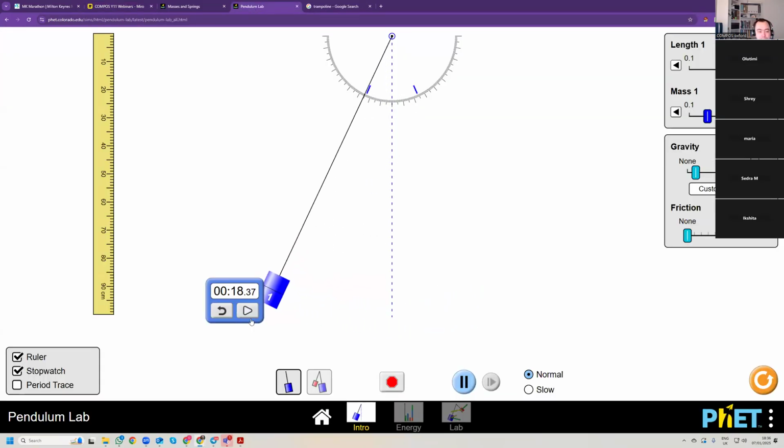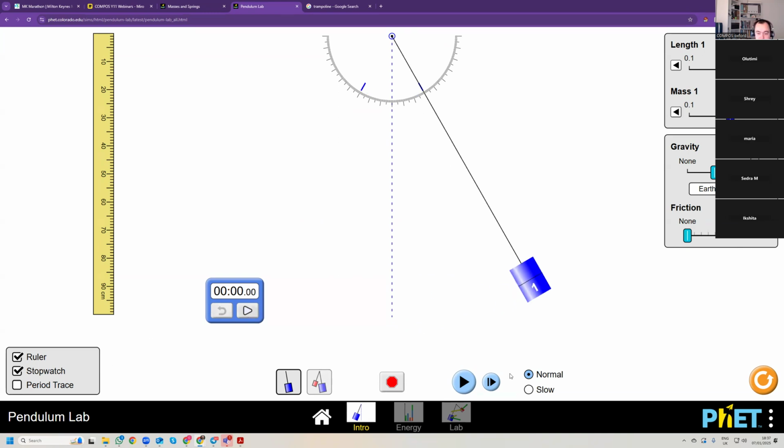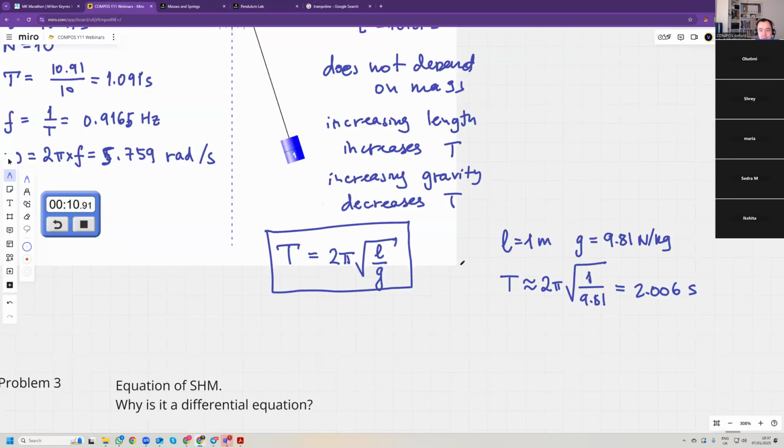Let's check. So length is 1 meter, mass doesn't matter, mass 1 kilogram, gravity on Earth, and let's go. 3, 2, 1, go. 1, 2, 3, 4, 5, 6, 7, 8, 9, 10, 20.44. It's really close. 20.44.